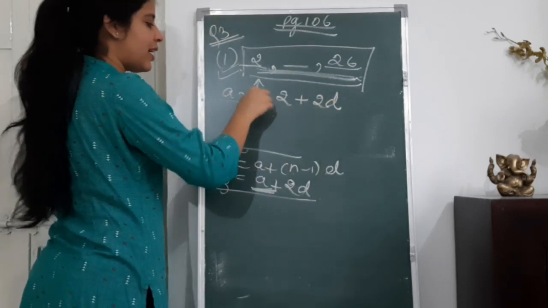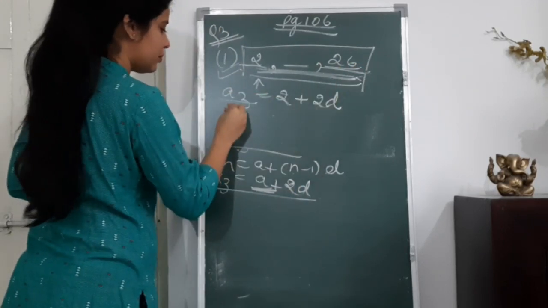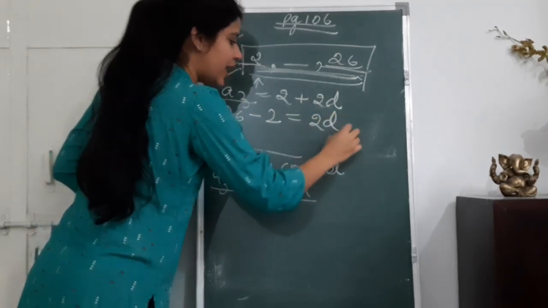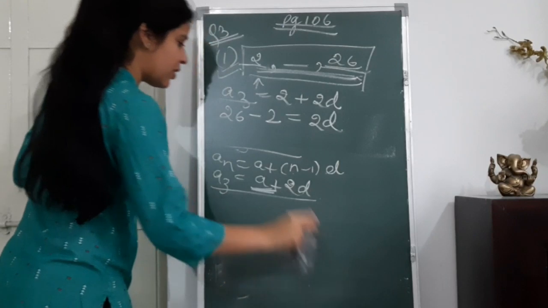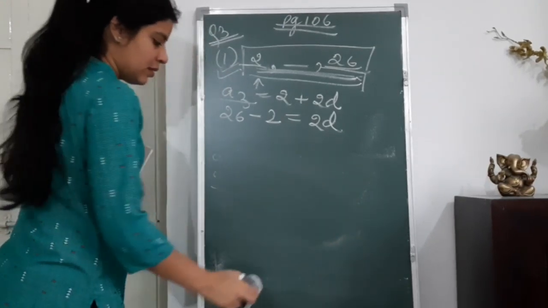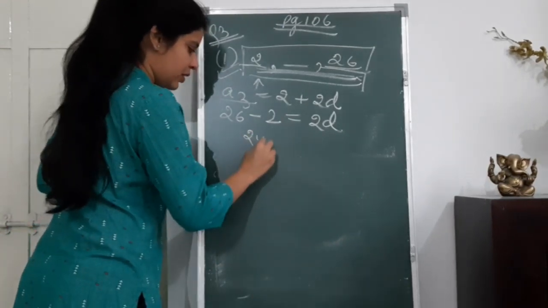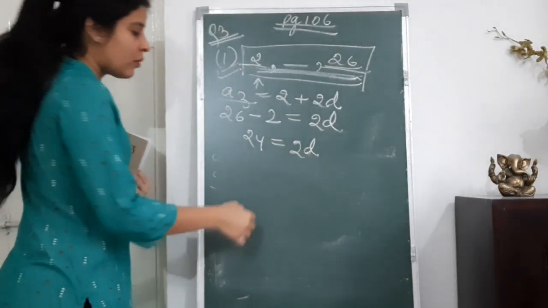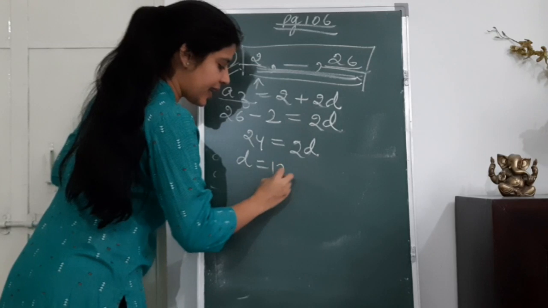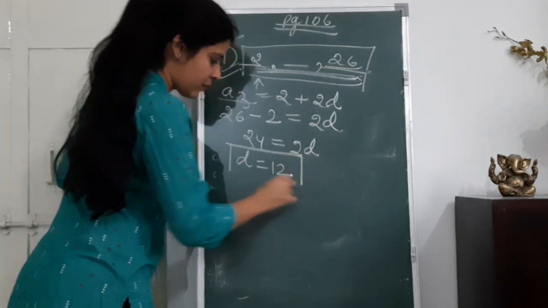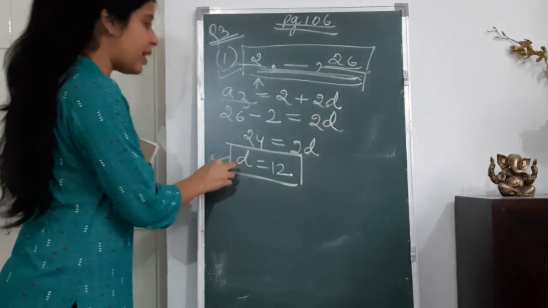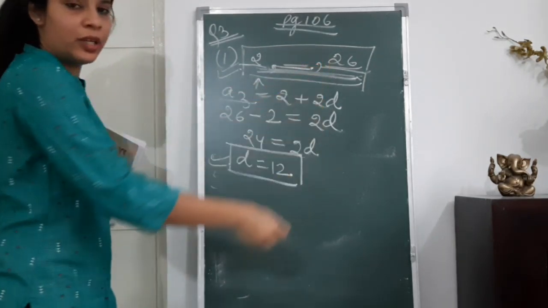What is the value of a3? 26. 26 minus 2 is equal to 2d, so 24 is equal to 2d, which gives me d as 12. So if d is equal to 12, what is a2 going to be equal to?